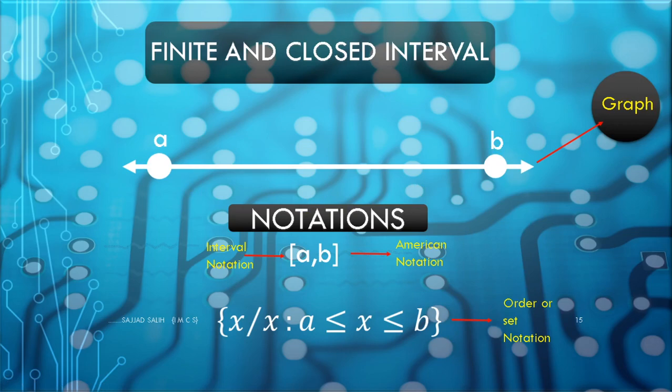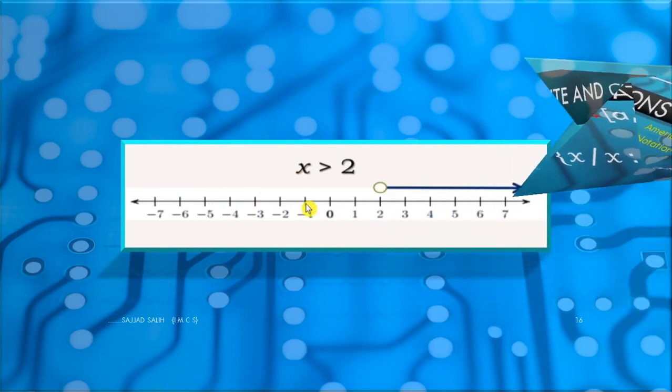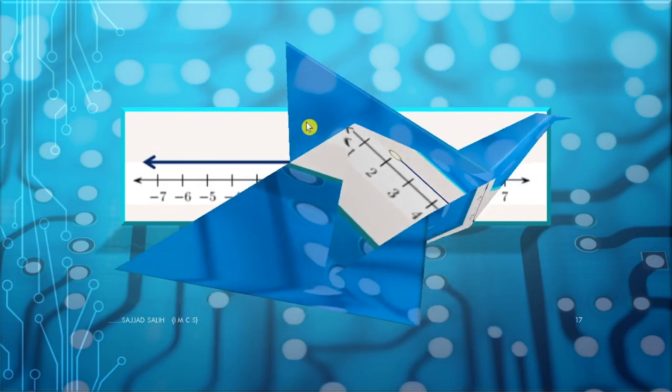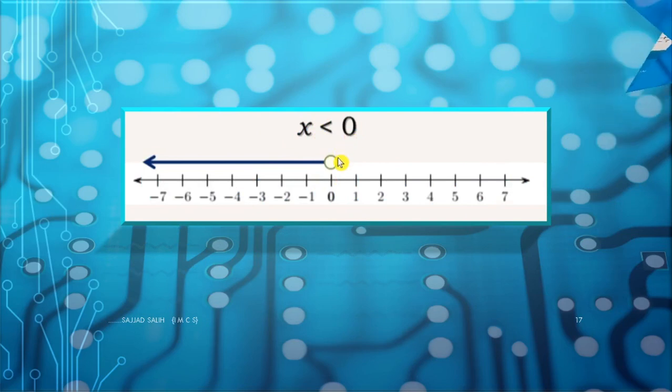So let's move on with our topic. Here are our examples. If x > 2, it means this point 2 is not involved, and all numbers above it are involved, but 2 is not involved in this interval. Here is our second example: x < 0. It means 0 is not involved, and all numbers from here to here are involved in this infinite interval.